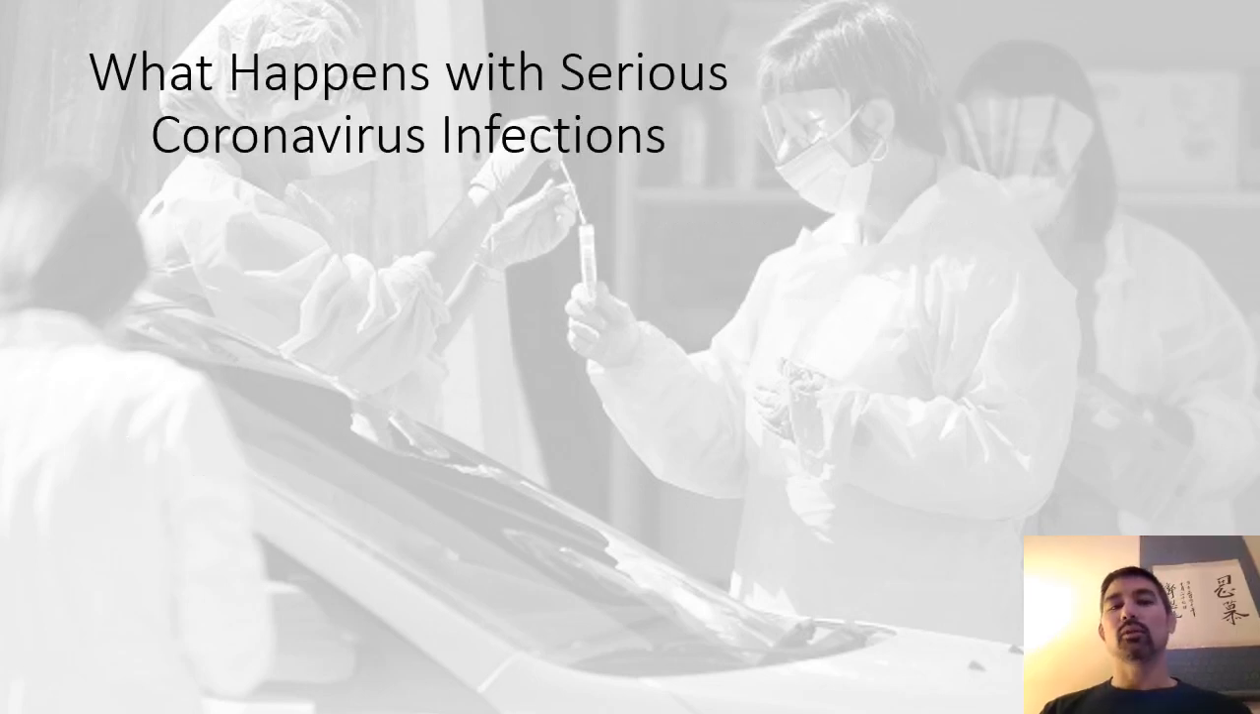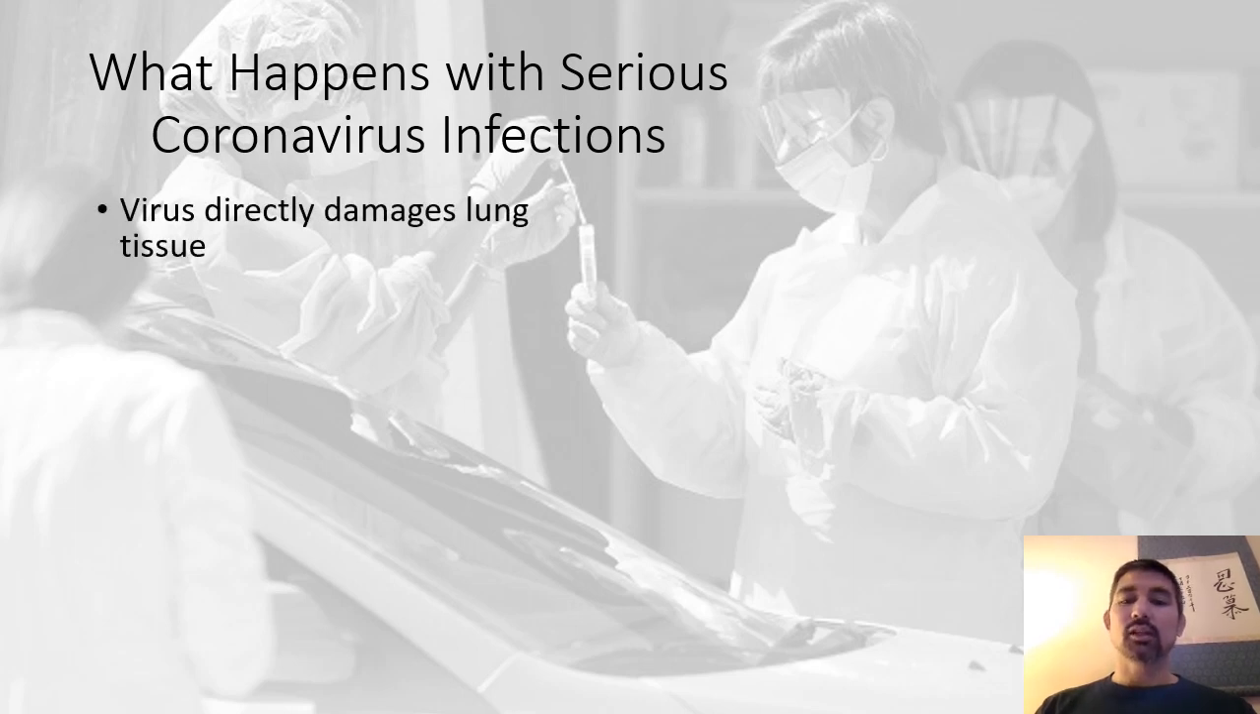So let's talk about what the coronavirus does to people who have a serious infection. As you know, coronavirus goes after the epithelial tissue in your lungs, so it does direct damage to your lung tissue. In addition to that, it does indirect damage to your lungs. And the way it does this is that it overstimulates your immune system.